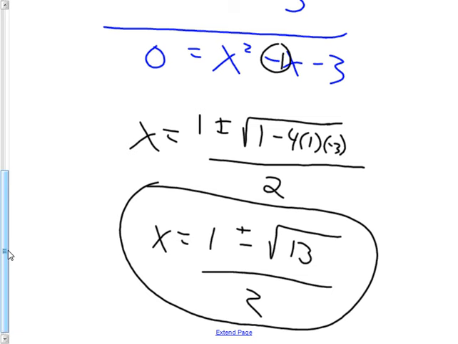Okay? But it was a good time to check because it had a square root, and it actually does have an extraneous solution, the one with a minus.